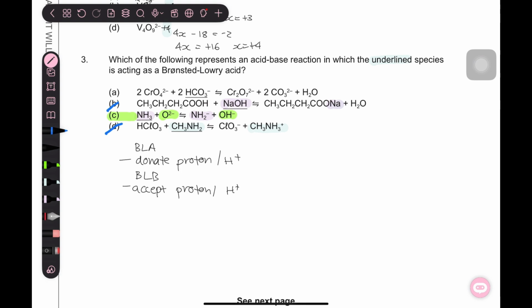I think this one looks correct. However, I'll explain why it's not. So this is the species in question, hydrogen carbonate, and then its conjugate base is carbonate.